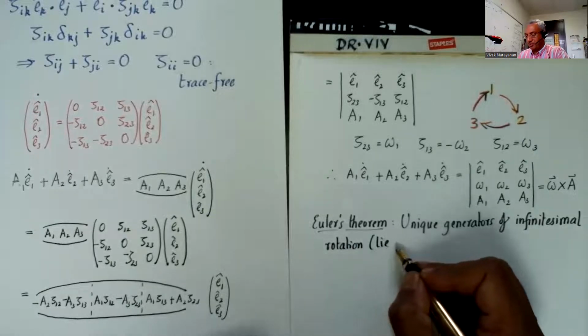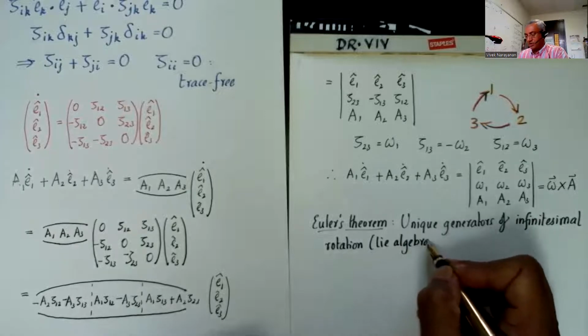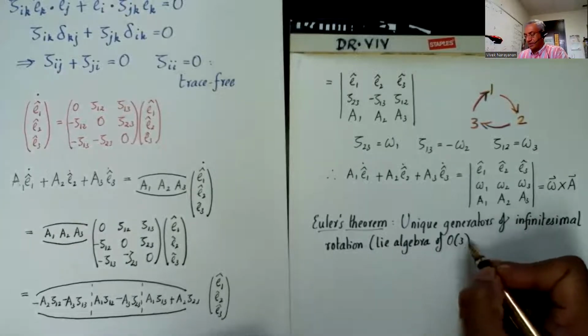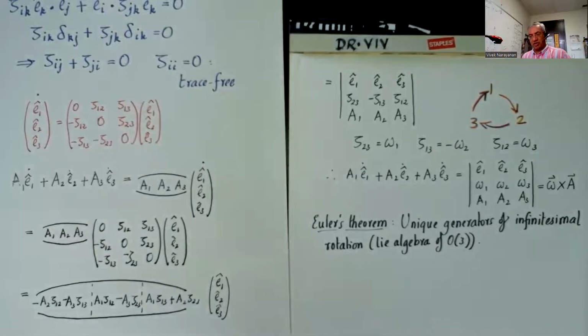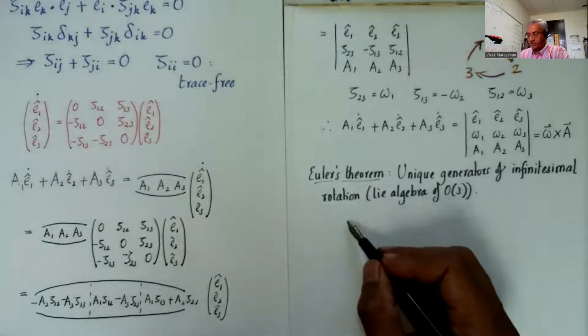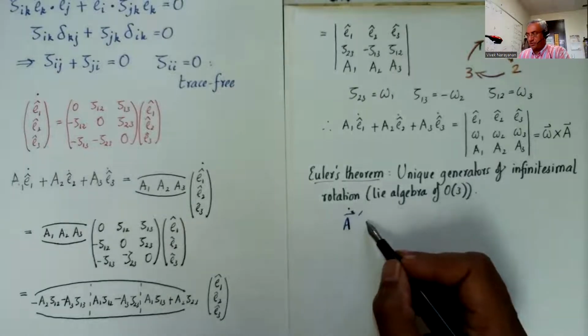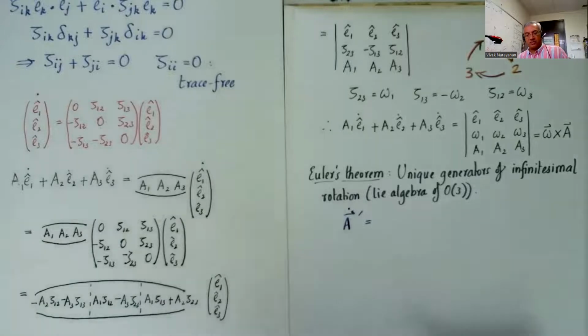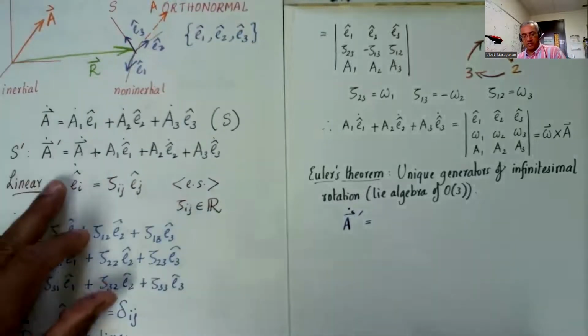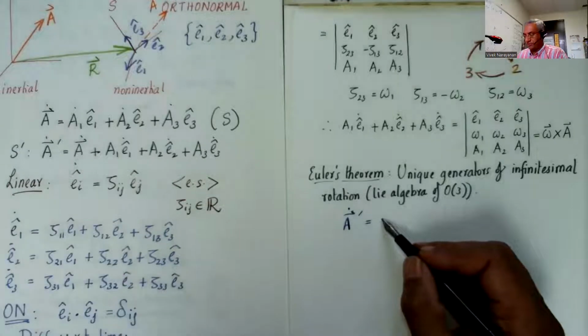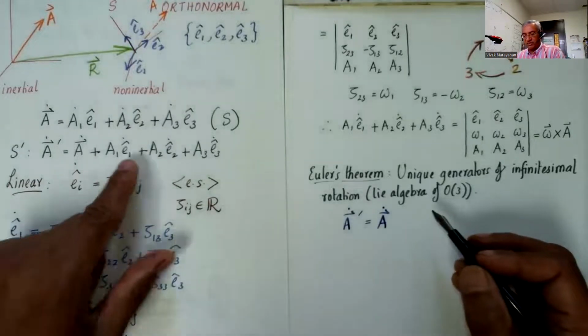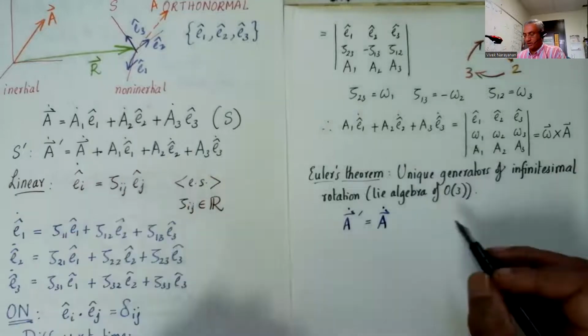It's basically the Lie algebra of the rotation group O3. So those who are interested in group theory can look it up. My intention is to use this to do some physics, so we'll keep that as our aim. This tells us that the rate of change of rotation as seen by the person in the inertial frame is equal to the regular rate of change of rotation plus this, which is given by omega cross A.